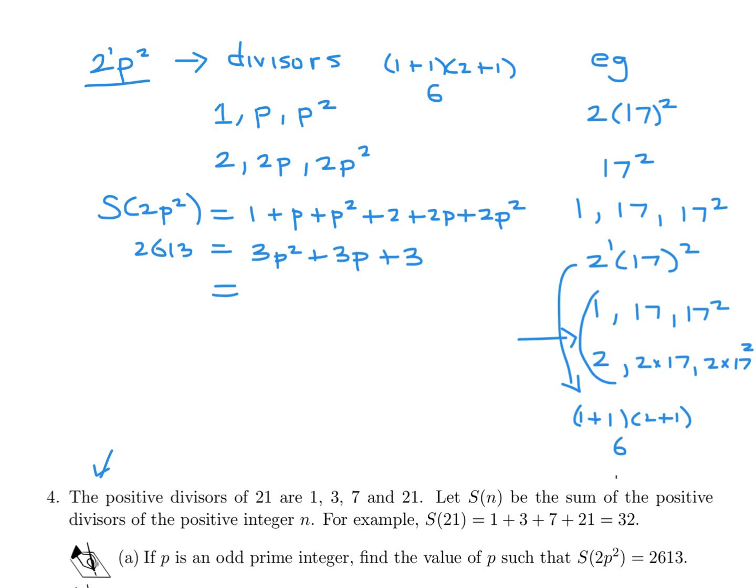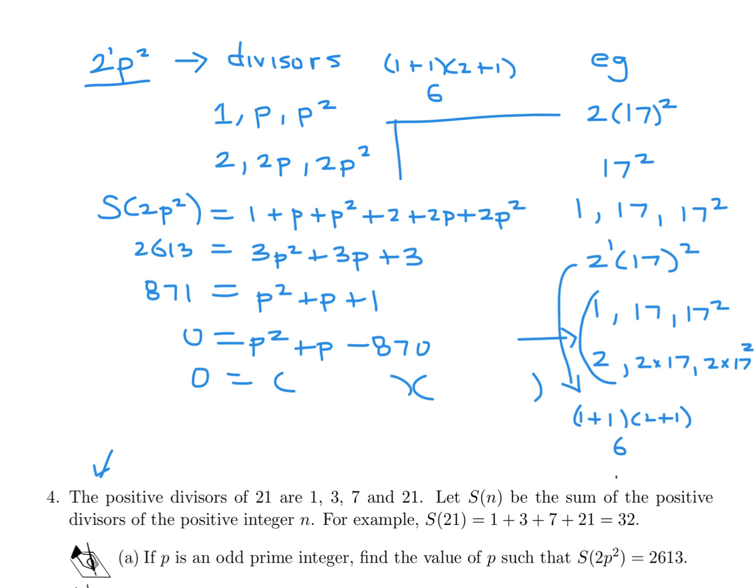Let's divide through by 3, and the good news is it does. 871, p squared plus p plus 1. And let's put everything on one side. P squared plus p minus 870. And then let's see if we can factor this.